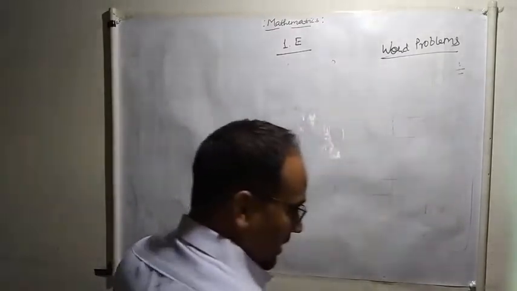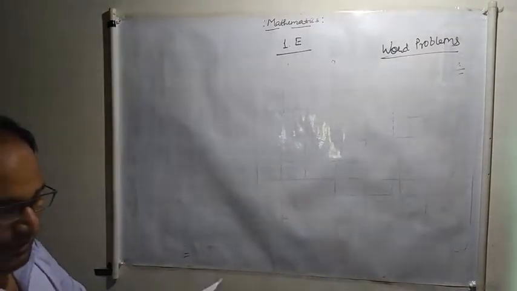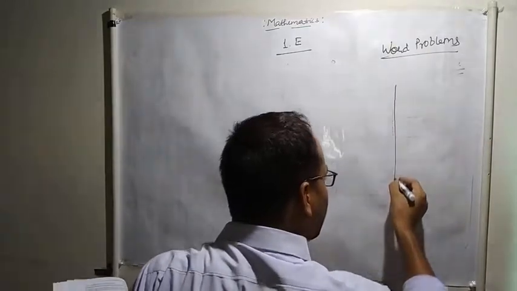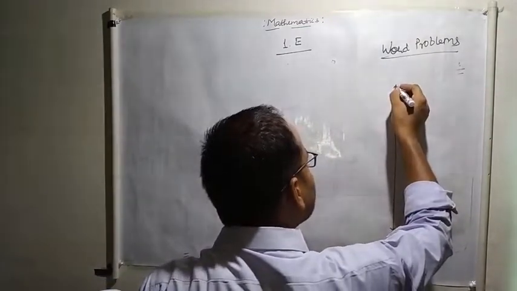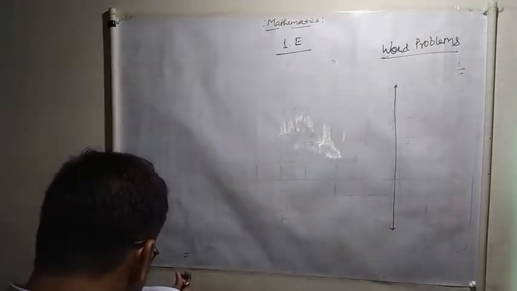Question number 11, students. An elevator descends into a mine shaft at a rate of 6 meter per minute.